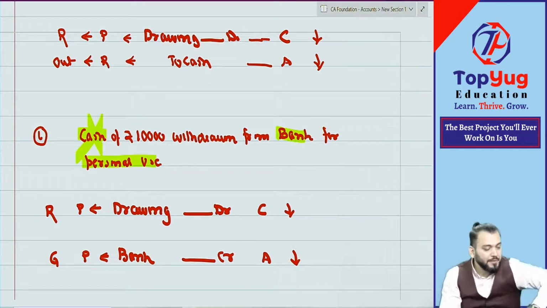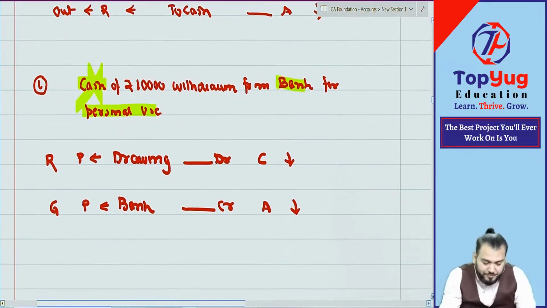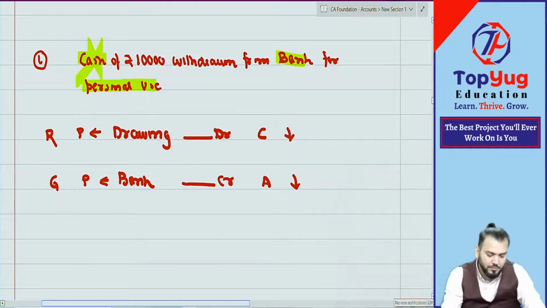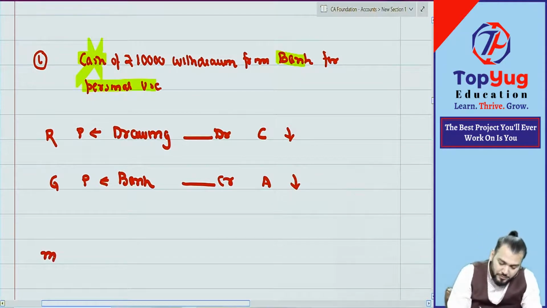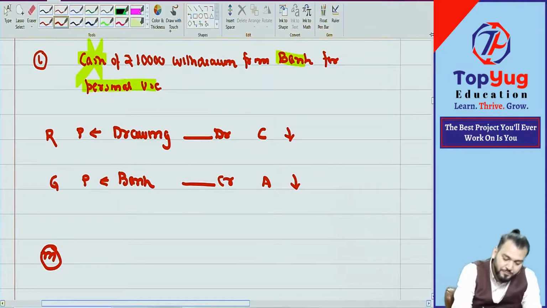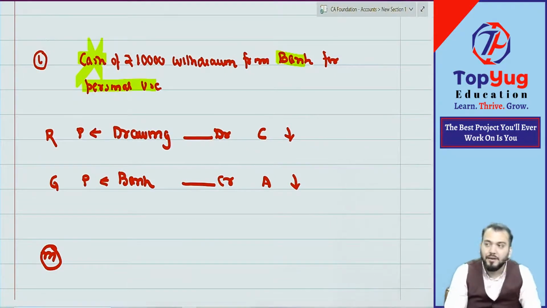चलो. Can we take some more example? मजा आ रहा है ना? 8 बज गया. Point number M. Can we take one more example?